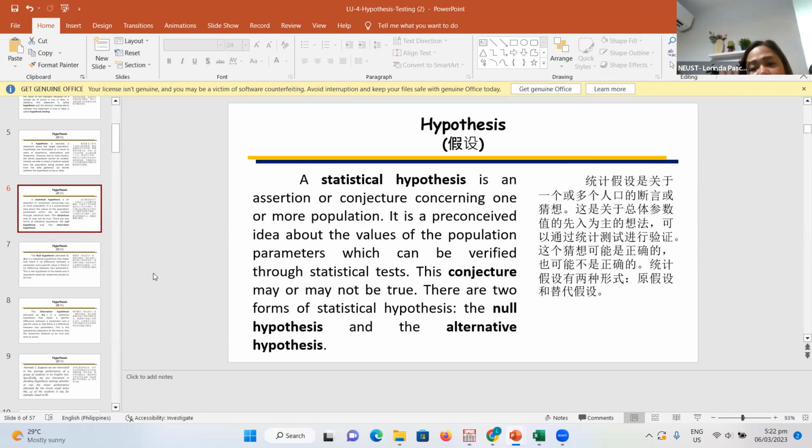So a statistical hypothesis is an assertion or a conjecture concerning one or more populations. So it is a preconceived idea about the values of the population parameters which can be verified through statistical tests. So yung statistical hypothesis mo, whether the decision is to accept or reject this hypothesis, it should be verified through statistical tests. So before tayo mag-continue, I have a question.